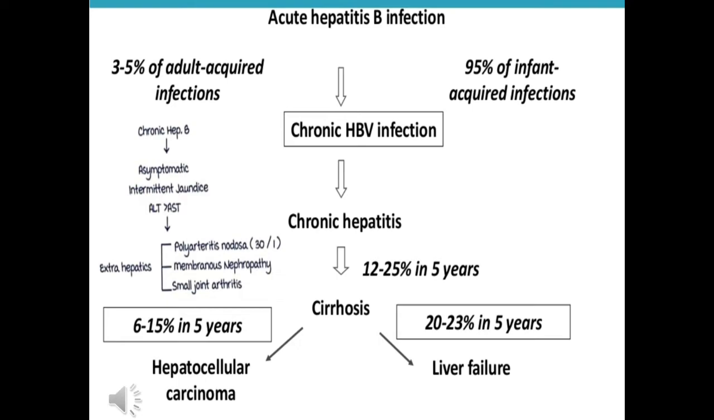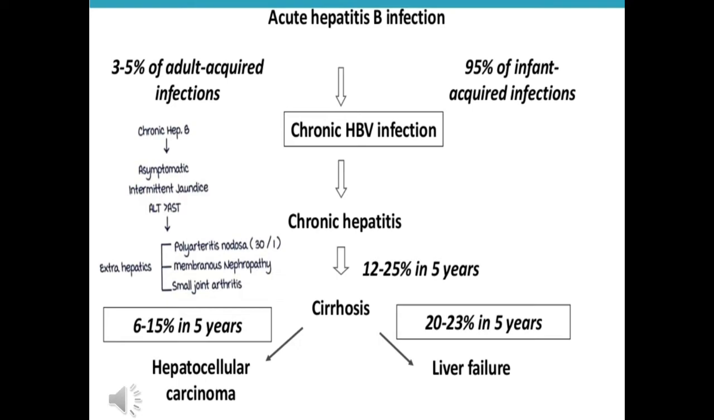Chronic hepatitis would be asymptomatic, having intermittent jaundice. ALT levels would be more than AST levels. Extrahepatic manifestations would involve polyarteritis nodosa in about 30% of the patients, membranous nephropathy, and small joint arthritis.